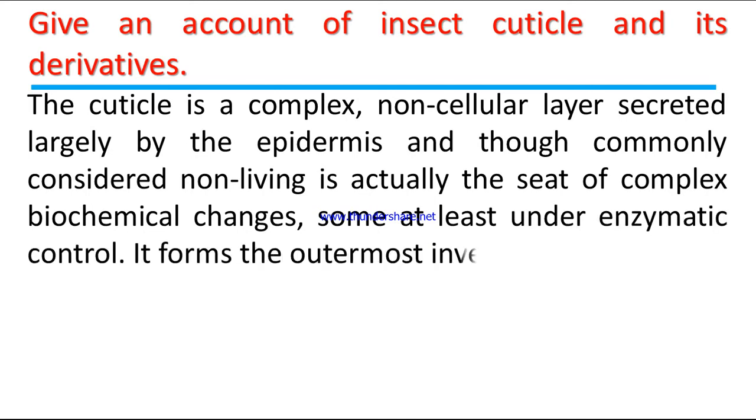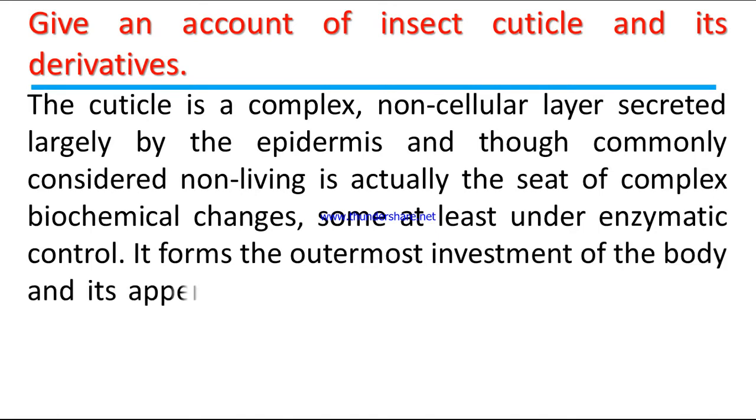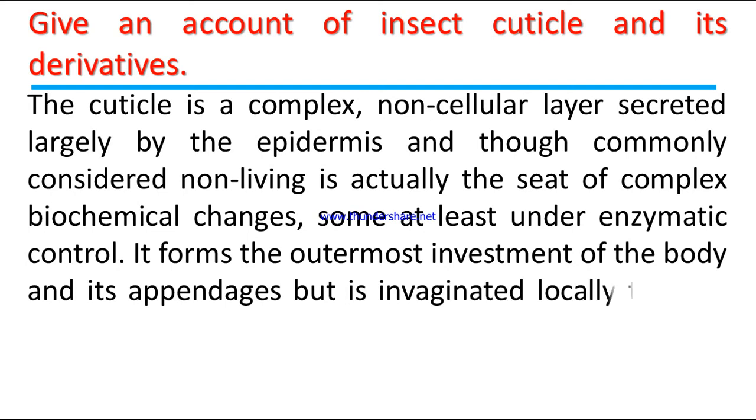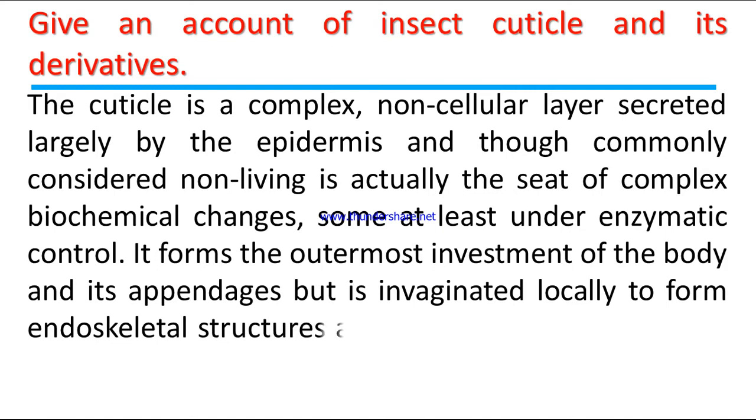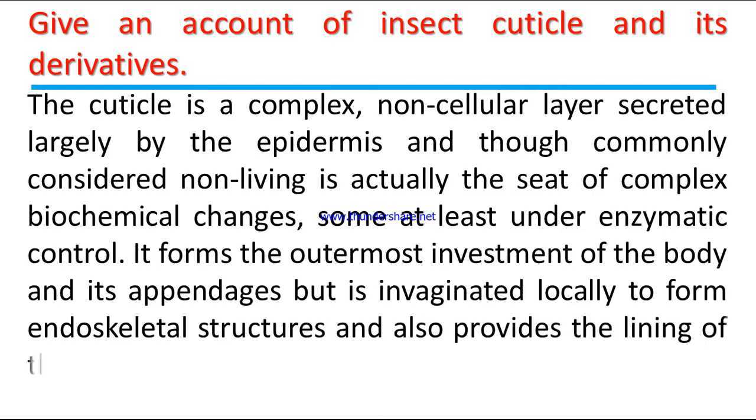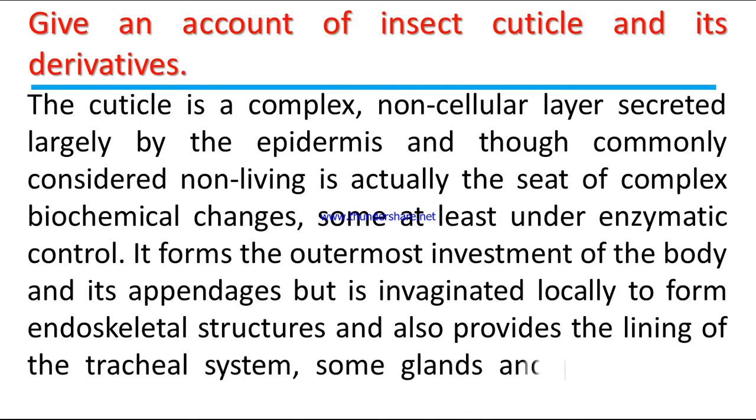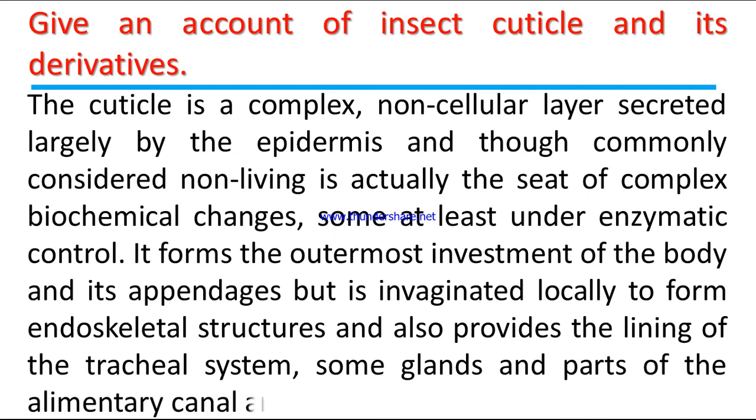It forms the outermost investment of the body and its appendages, but is invaginated locally to form endoskeletal structures and also provides the lining of the tracheal system, some glands, and parts of the alimentary canal and reproductive tract.